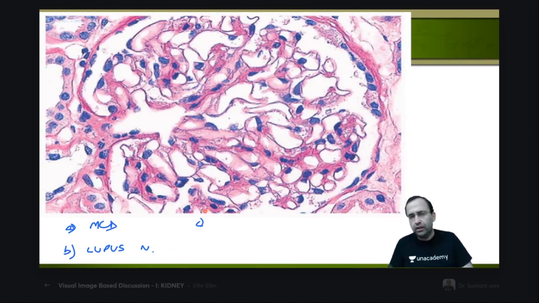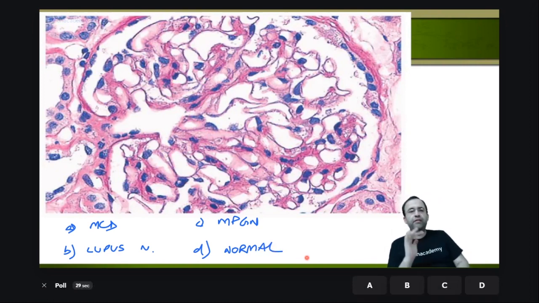Next, glomerulonephritis is okay, but which one? Lupus nephritis. Next, MPGN, okay, and the last is normal. Let me include that also. ABCD. Everybody, whenever you have a look at the image, Nilkant, you don't need to write it down. Mark it in the poll.